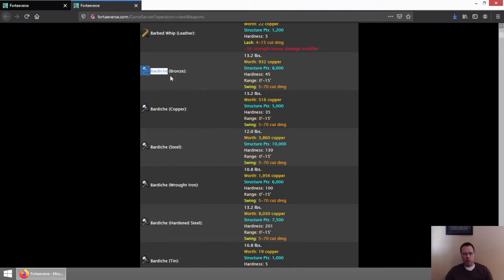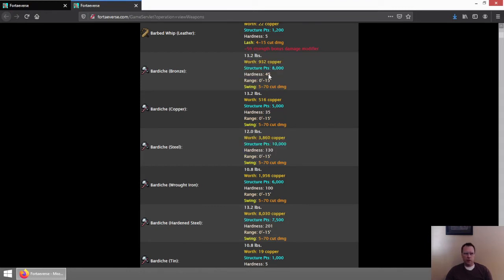For example, here's a bardiche. Bronze, if it's made out of bronze, you can see it's worth this, and it weighs this compared to steel. So it actually weighs more than the steel, and it's worth less than the steel. The structure points are less. All this is dynamically generated based on formulas I have in the game engine. So certain materials have influence on structure points, hardness of the weapon, and I've talked about this before.